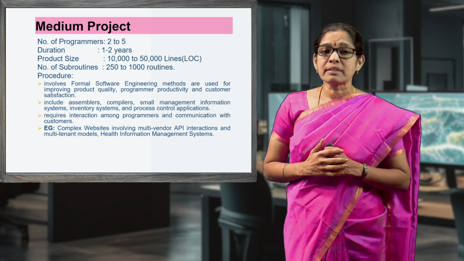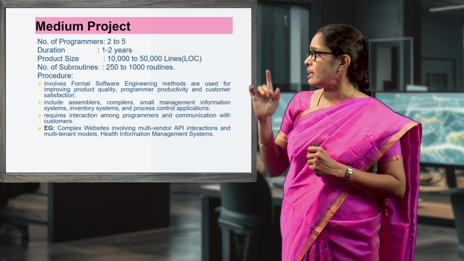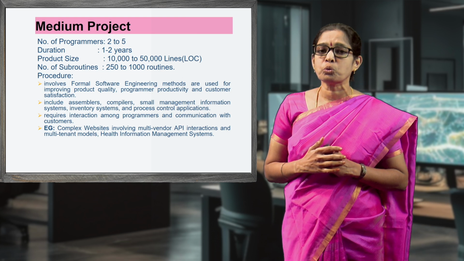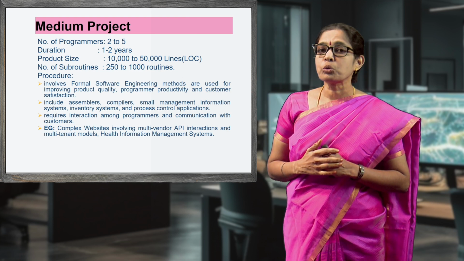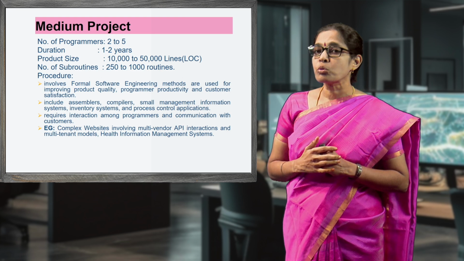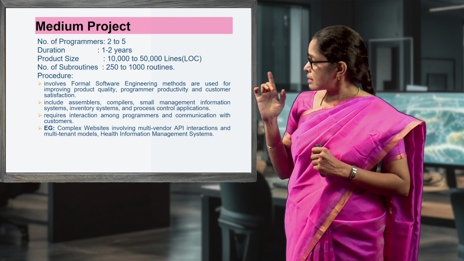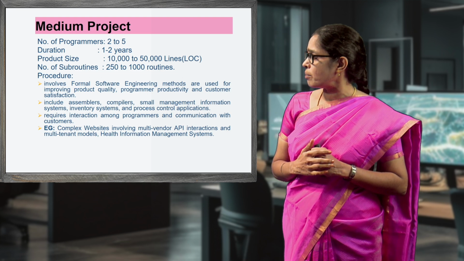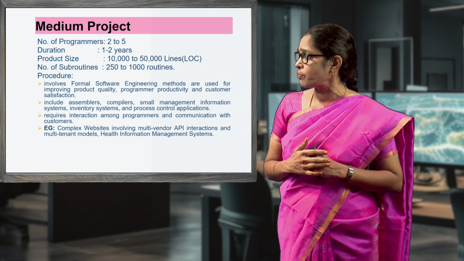Then the next project is the medium project. Here the number of programmers involved in this category is 2 to 5. The duration of this project is 1 to 2 years. Product size is 10,000 to 50,000 lines. The number of subroutines used in this category is 250 to 1000 routines.